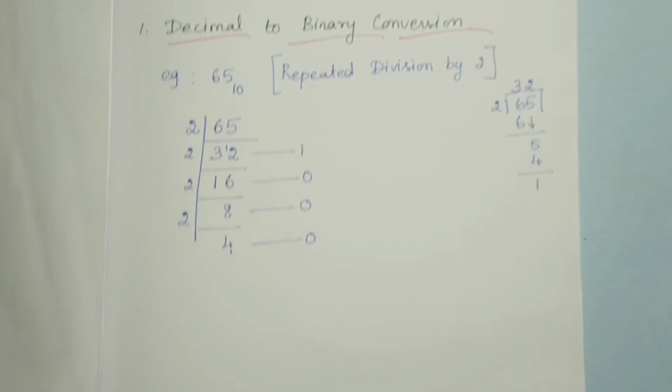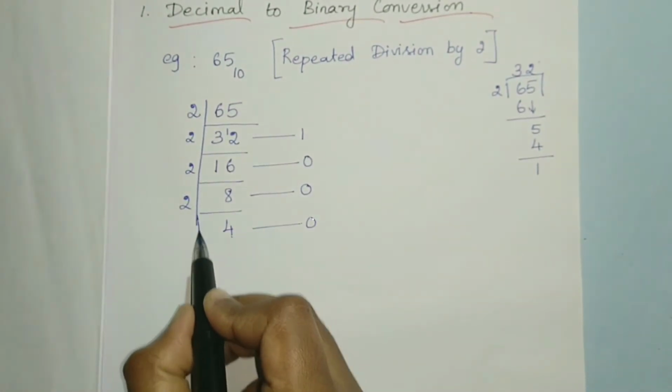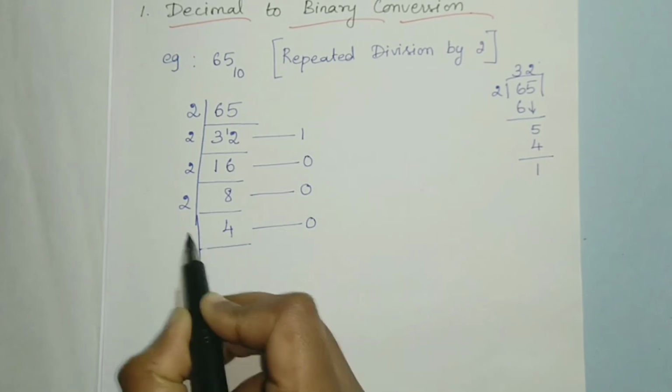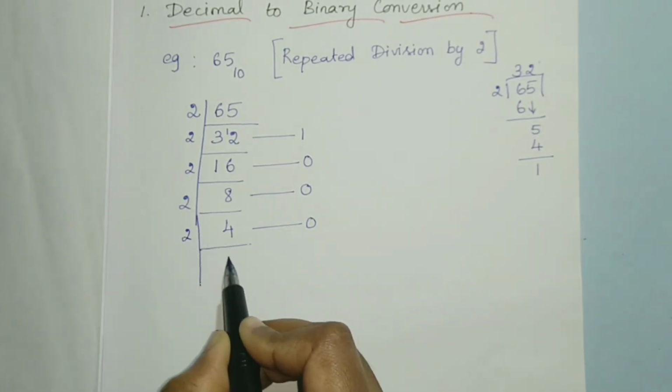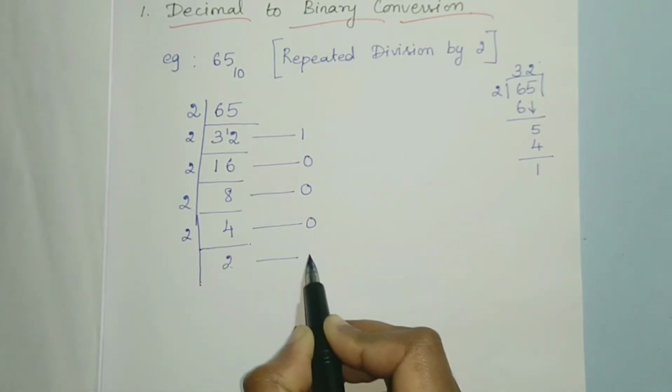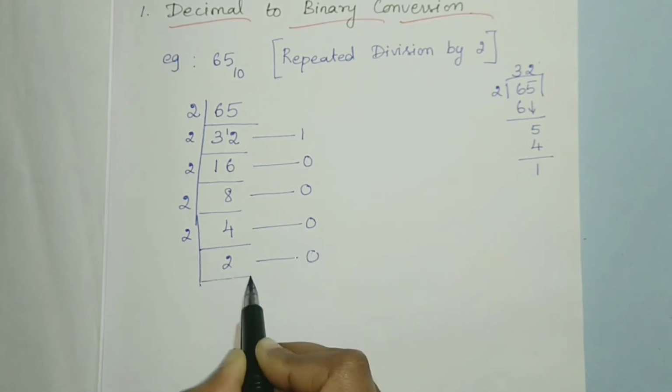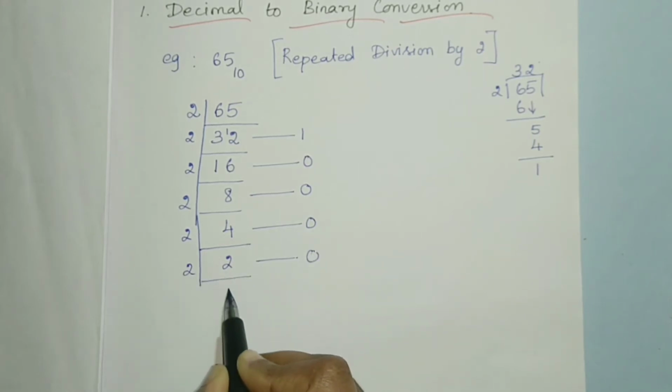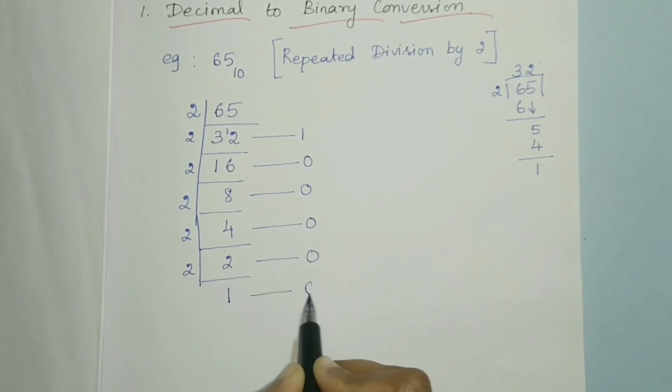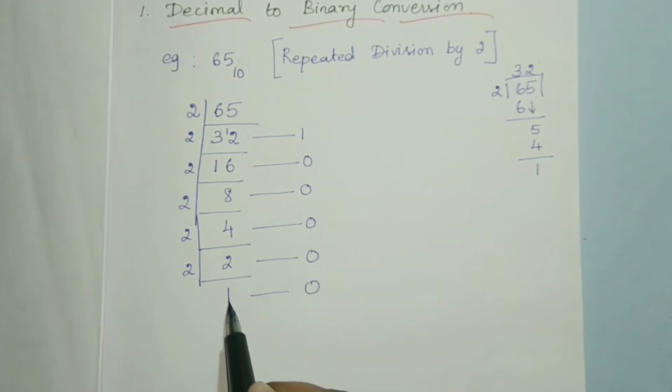Keep dividing again and again until you get 1. Once again divide it by 2. 2 2s are 4 and the remainder is 0. Again by 2 you have to divide. 2 1s are 2 and the remainder is 0. Until you get this 1, you have to divide. Keep dividing until you get the last value as 1.